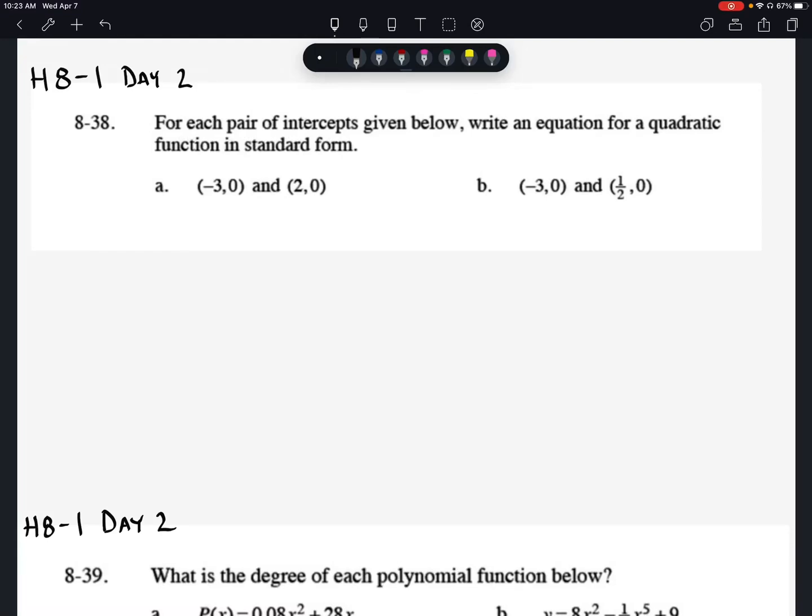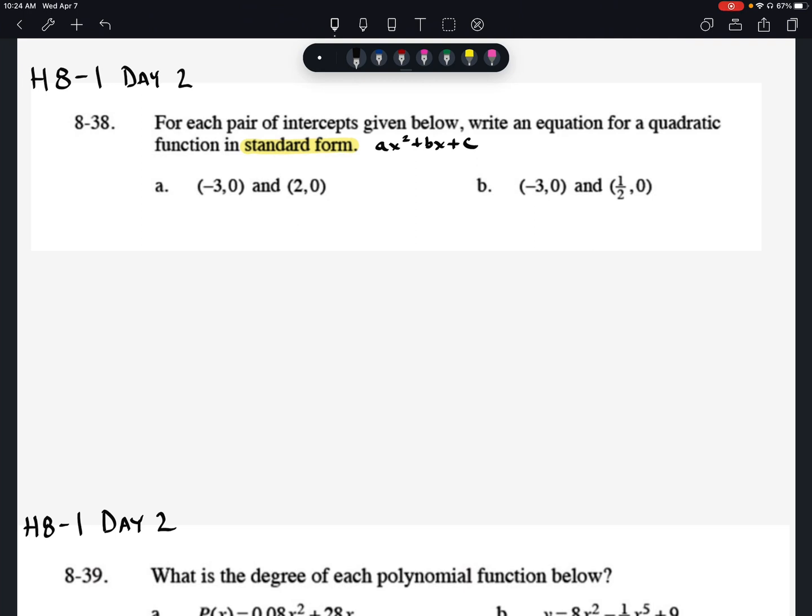Now we're going to look at problem 8-38 from the H8-1 D2 homework. The directions read, for each pair of intercepts given below, write an equation for a quadratic function in standard form. Remember, standard form is when we're looking at something like ax squared plus bx plus c. We don't want the factored form, we want the standard form.